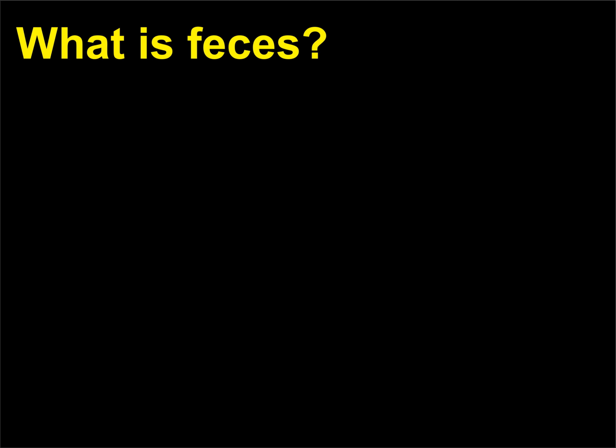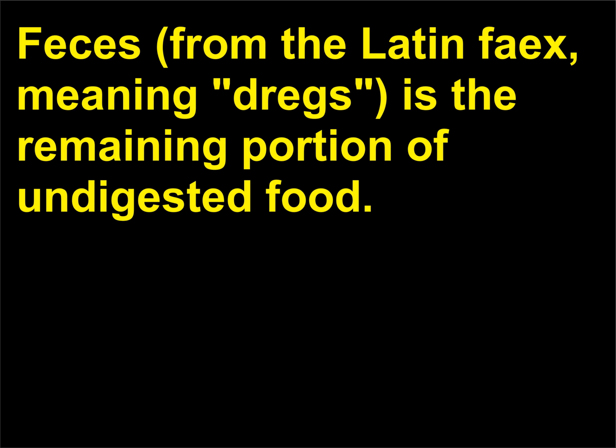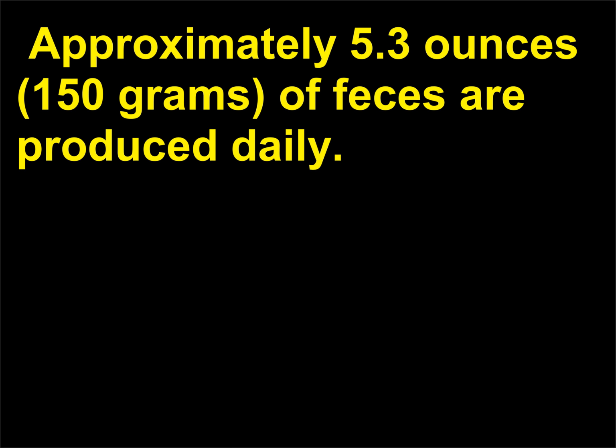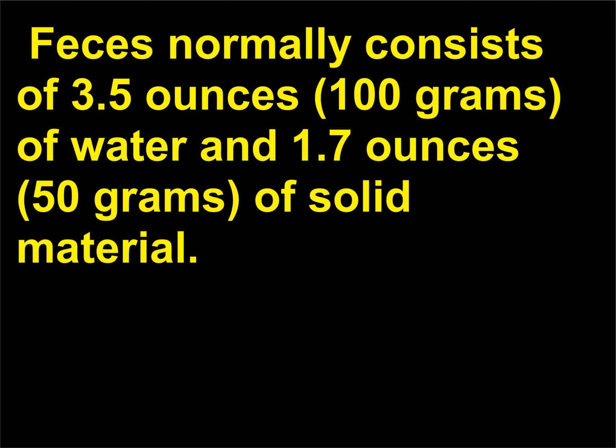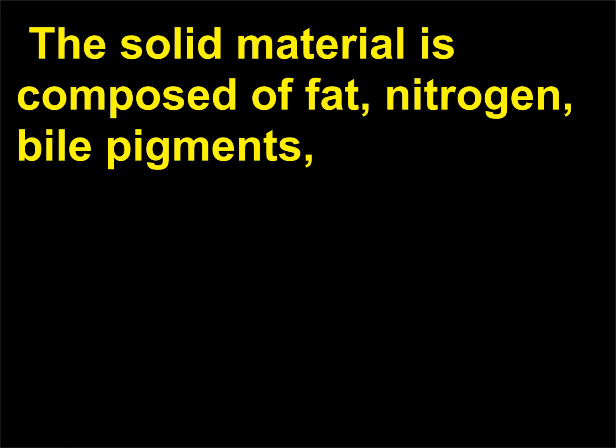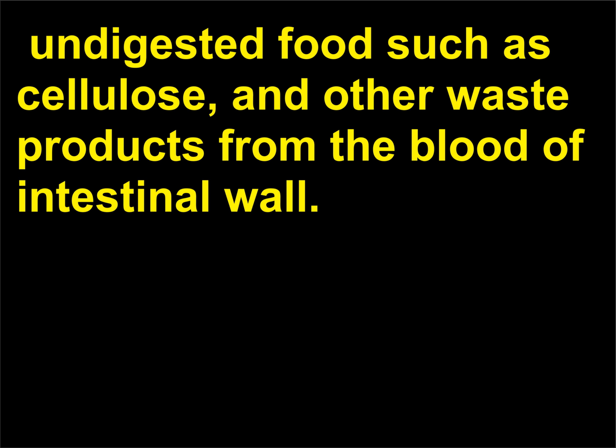What is feces? Feces, from the Latin fex, meaning dregs, is the remaining portion of undigested food. Approximately 5.3 ounces, 150 grams, of feces are produced daily. Feces normally consists of 3.5 ounces, 100 grams, of water and 1.7 ounces, 50 grams, of solid material. The solid material is composed of fat, nitrogen, bile pigments, undigested foods such as cellulose, and other waste products from the blood and intestinal wall.